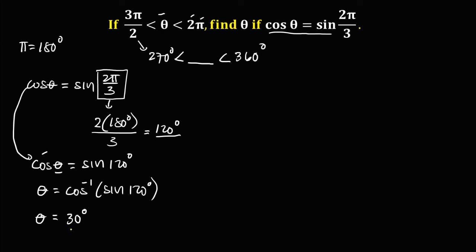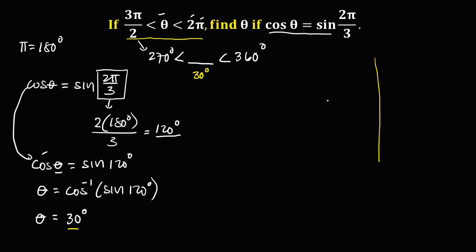Then since our computed θ is 30 degrees, if θ is equal to 30 degrees, then 270 degrees is not less than 30 degrees. So therefore, this 30 degrees does not satisfy this condition. So we need to find the other value for θ.